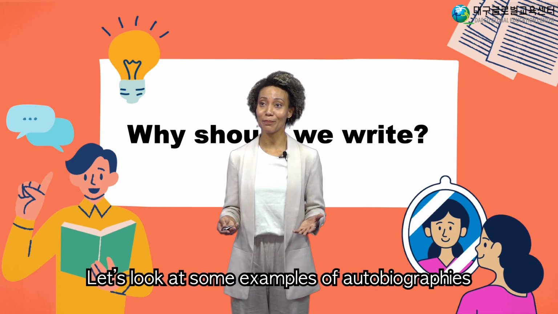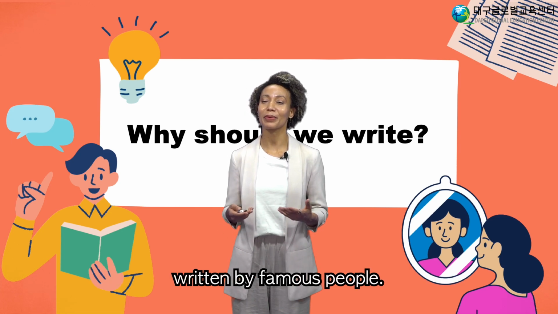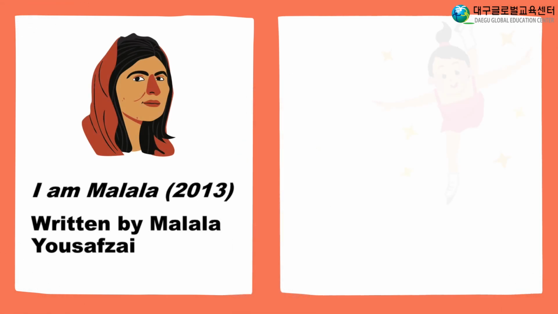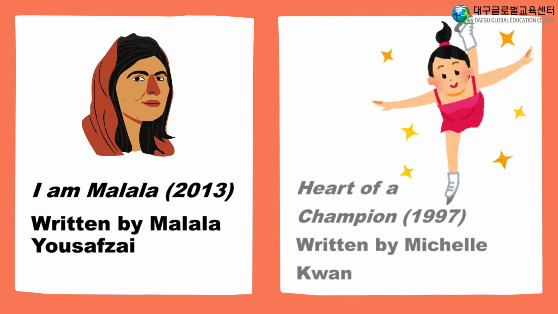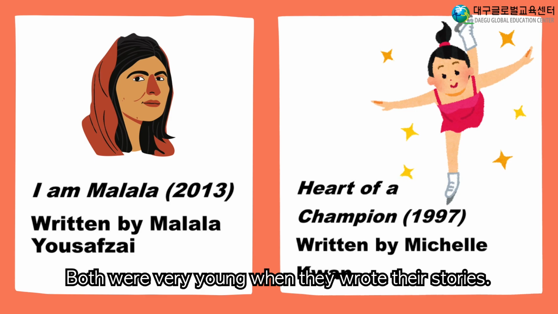Let's look at some examples of autobiographies written by famous people. The first example is I Am Malala, written by Malala Yousafzai. Malala is a Nobel Peace Prize winner and was only 16 years old when she wrote the book. The second example is Heart of a Champion, written by Michelle Kwan. Michelle was a world champion figure skater, and in the book, she speaks about her training and her life as a teenager. Both were very young when they wrote their stories.